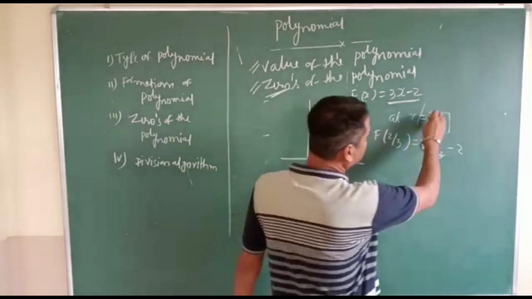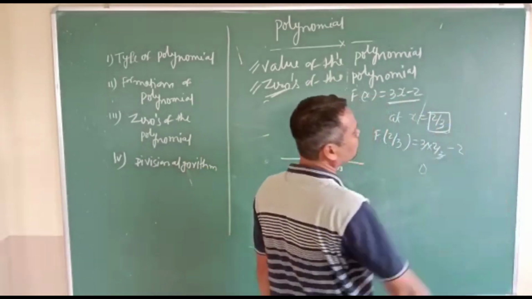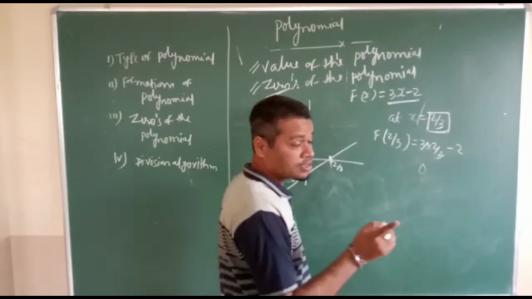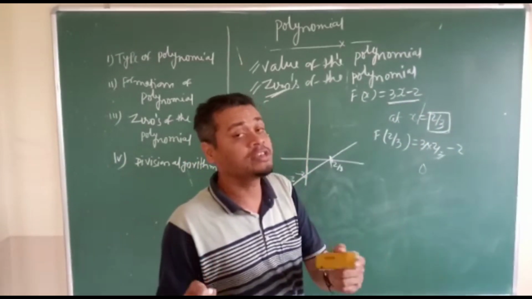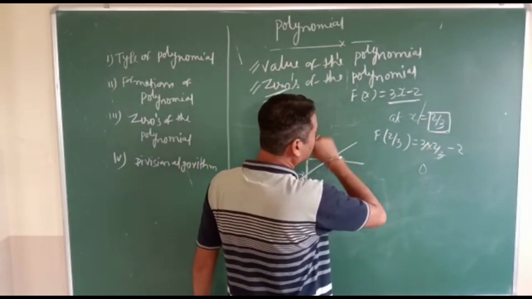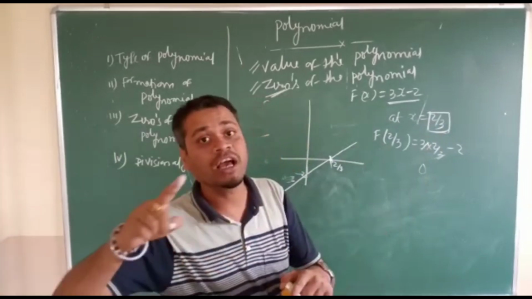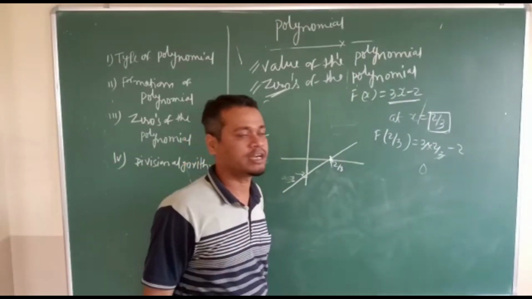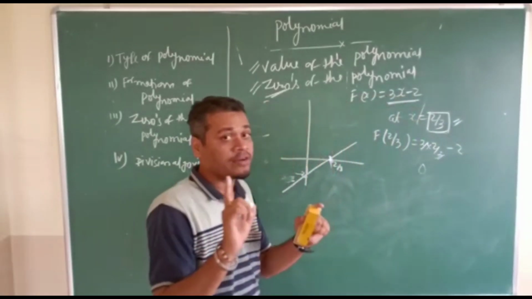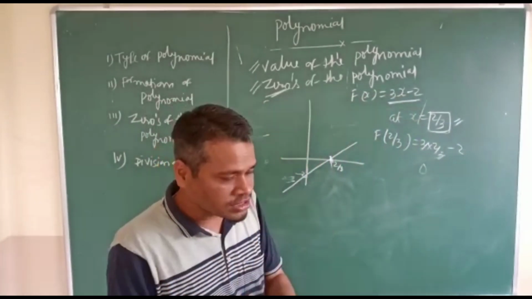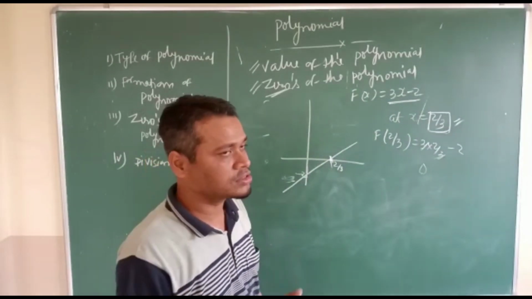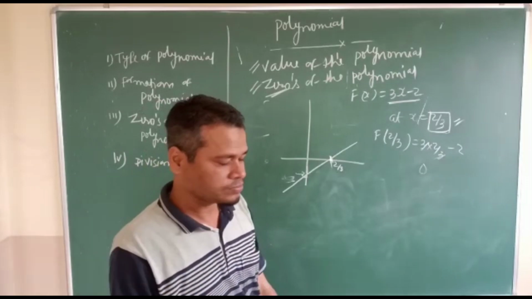Now, the zero of the polynomial is how much? 2 by 3, because this is the point at which the function is becoming 0. What does that mean and what significance does it have? This is the point at which the graph of the function is crossing the x-axis. You must understand this. Sometimes it may touch also, but most of the time it will cross, and it may touch also.